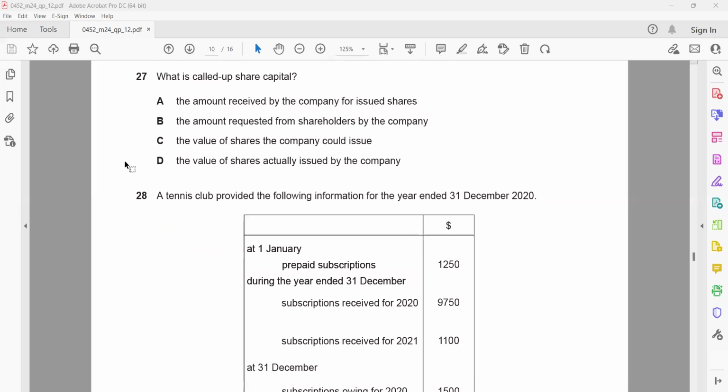27. What is called up share capital? Called up share capital is the share that you call the shareholder to come and pay you. So there is the called up share capital. So this is the amount requested from the shareholders by the company.